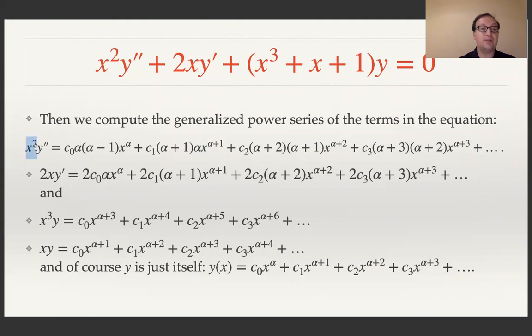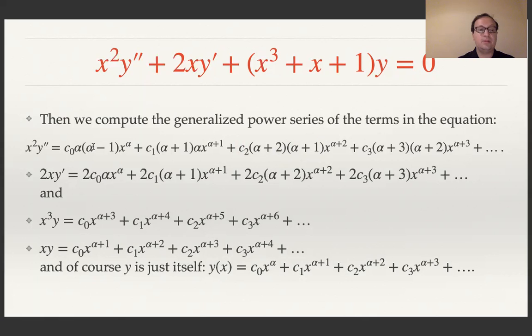And because we just multiplied by x squared, this does not affect the coefficients. So the first coefficient is c0 times alpha times alpha minus 1. Then the next one is c1 times alpha plus 1 times alpha, then c2 times alpha plus 2 times alpha plus 1, etc.